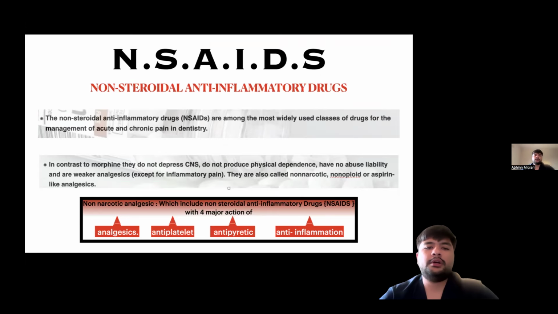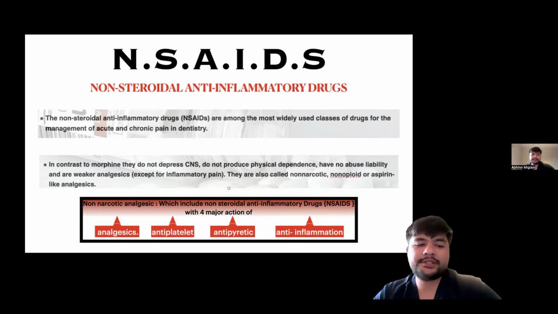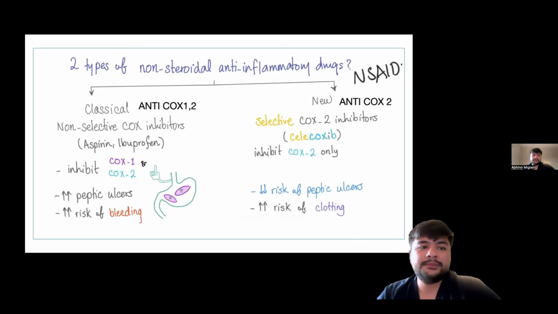Okay. Now coming to the non-steroidal anti-inflammatory drugs. The non-steroidal anti-inflammatory drugs are among the most widely used classes of drugs for the management of acute and chronic pain in dentistry. In contrast to morphine, they do not depress the CNS, do not produce physical dependence, have no abuse liability, and are weaker analgesics except for inflammatory pain. They are also called non-narcotic, non-opioid, or aspirin-like analgesics. The four major actions of NSAIDs are analgesic, antiplatelet, antipyretic, and anti-inflammatory action.